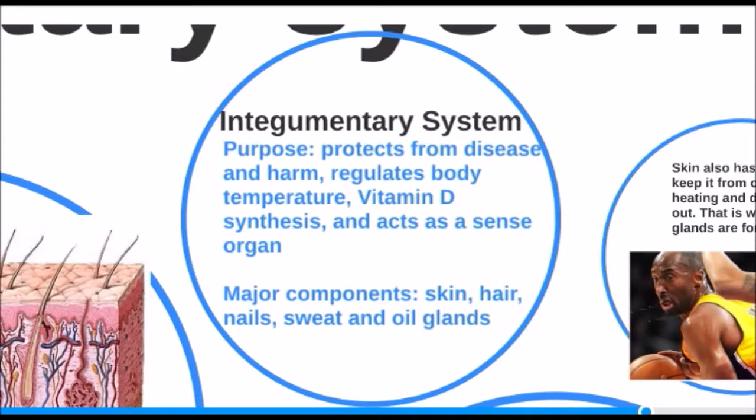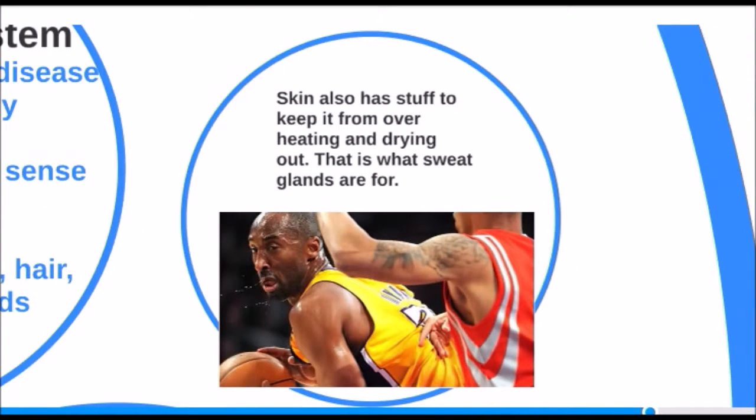So skin also has stuff to keep it from overheating and drying out, and that's what the sweat glands are for. Helps you stay cool. Skin has many layers to it, just like onions or ogres. The outside ones are dead. They protect you by shedding away slowly over time. And skin cells actually die really quickly. They only live about 2 to 3 weeks.